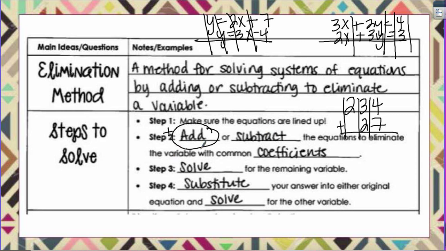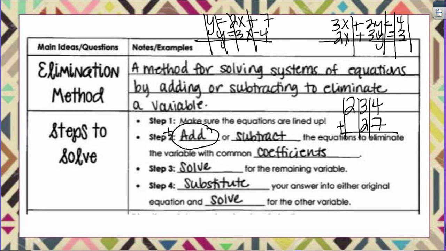Step 3 is going to be to solve for the remaining variable. Step 4 is to substitute the answer. So, for example, if we find out what x is equal to, we'll plug it back in to find y. If we find out what y is equal to, we'll plug it back in to find x. And obviously, that's what I'm talking about when I say solve for the other variable. So, make sure they're lined up, add them together, and make sure something cancels out. Solve for one of the variables, substitute back in to solve for the other variable.